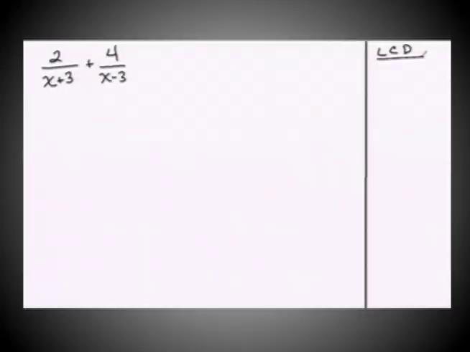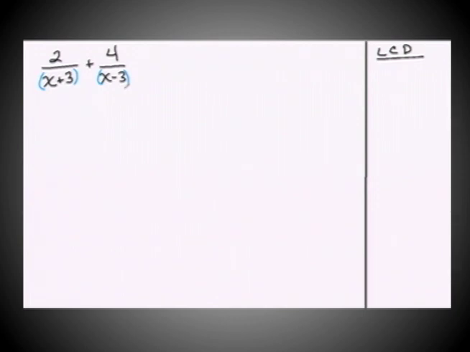All right, so we have the example 2 over x plus 3 plus 4 over x minus 3. And the first thing that I'll point out to you is that x plus 3 is a factor itself and x minus 3 is a factor. So we don't have common denominators here.